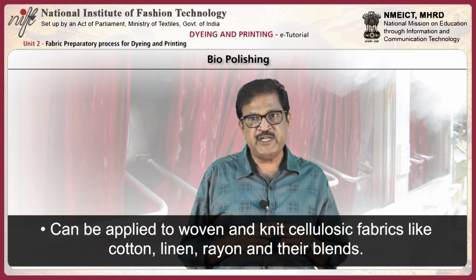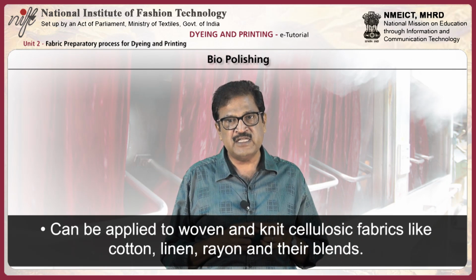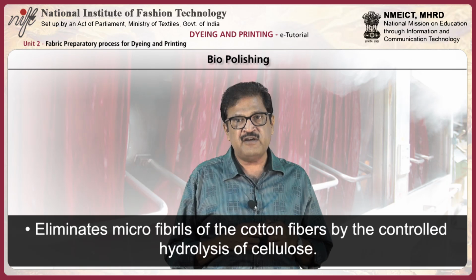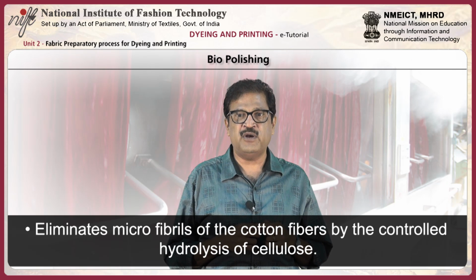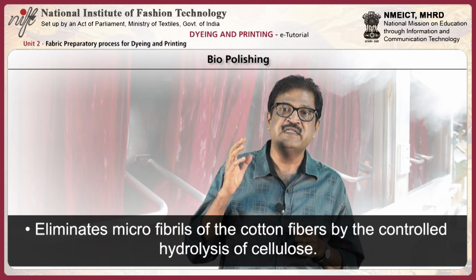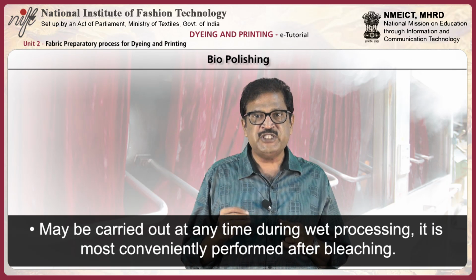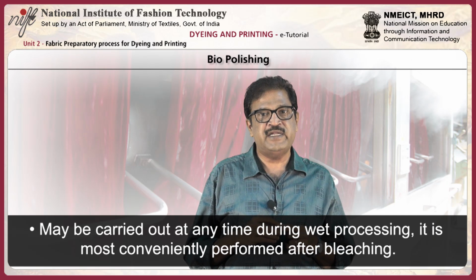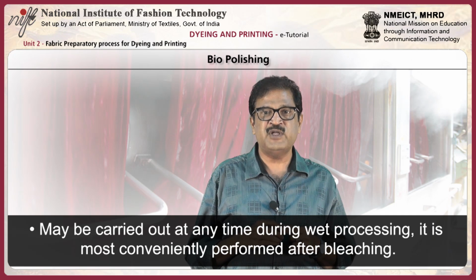It can be applied to woven and knitted cellulosic fabric like cotton, linen, rayon and their blends. The elimination of microfibrils of the cotton fibers is obtained by controlled hydrolysis of cellulose. Biopolishing may be carried out at any time during wet processing. It is most conveniently performed after bleaching.